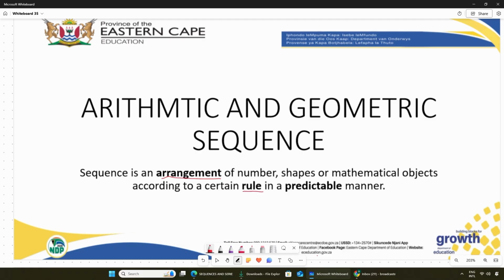Our lesson today will be on arithmetic and geometric sequences. Okay, now we need to understand what a sequence is first. A sequence is an arrangement of numbers, shapes, or mathematical objects that are arranged according to a certain rule in a predictable manner. That simply means if we are working with sequences, we are working with arrangements, we are working with a rule, we are working with prediction. For it to be considered a sequence, it must be predictable, or there must be a rule.